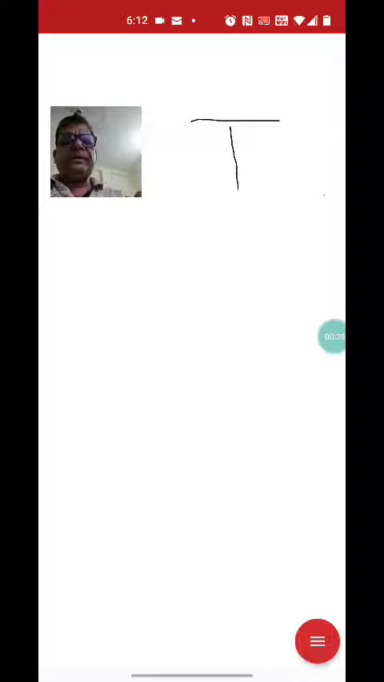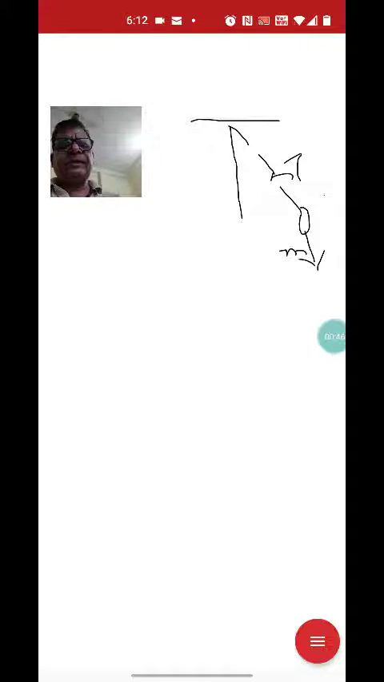a pendulum is connected here, and its mass is m. So we have to establish the relation here. The tension is T, the length is L, and it is attached with this one, OA. OA is the length.